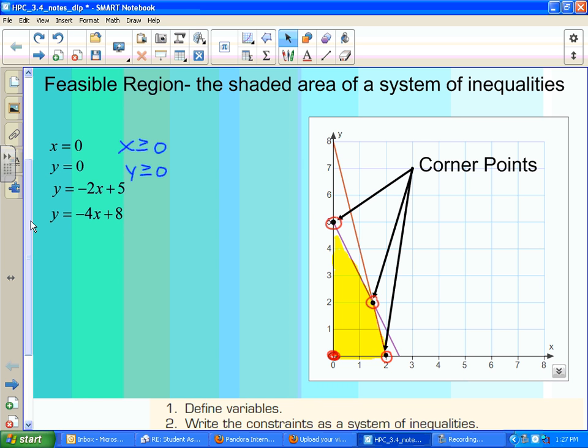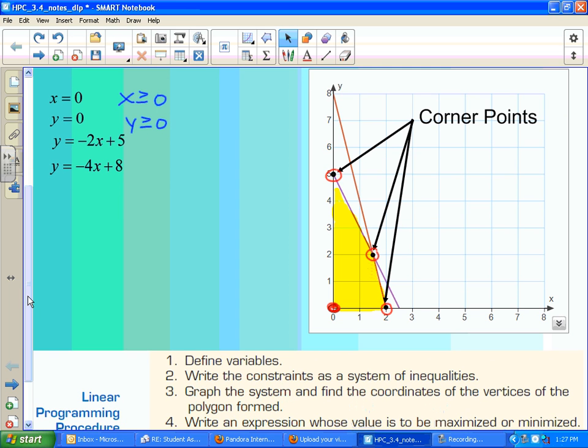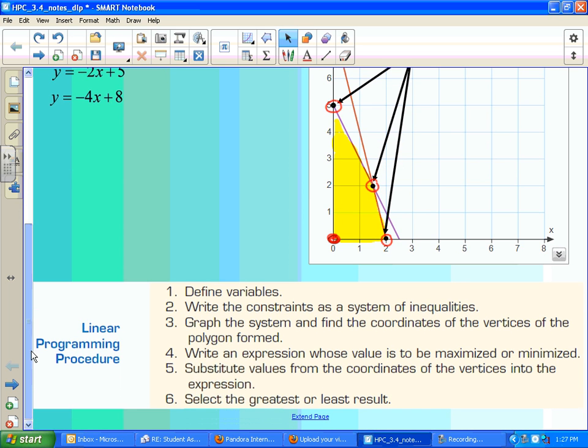All right, so we have a feasible region, the shaded area. We have corner points, these intersections between inequalities, or just X or Y intercepts. They define this polygon region. And then the constraints are your inequalities that you create. So that's what constraints are. They are your inequalities that you're going to create and you're going to graph them.